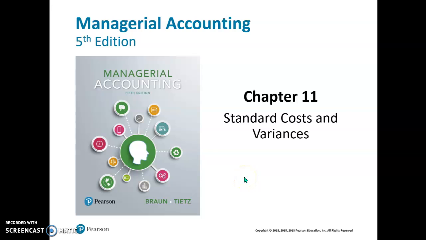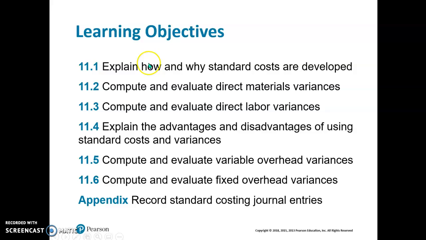Okay, Chapter 11, Standard Costs and Variances. This chapter has a lot of learning objectives, but there are really just two big things in here. First of all, understanding what a standard cost is. It's actually really easy, but you've got to think about it a little bit. And then we're going to look at variances for direct materials and direct labor. Look at some of the advantages and disadvantages of using standard costs and variances. And then the last piece is to look at overhead.